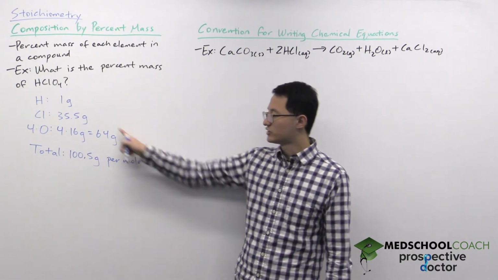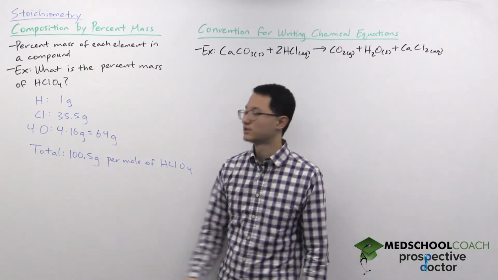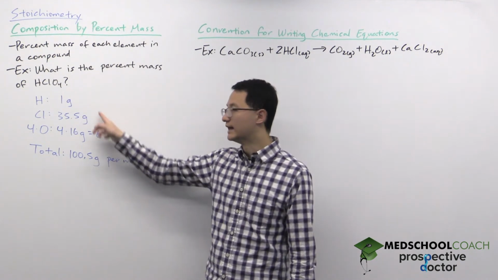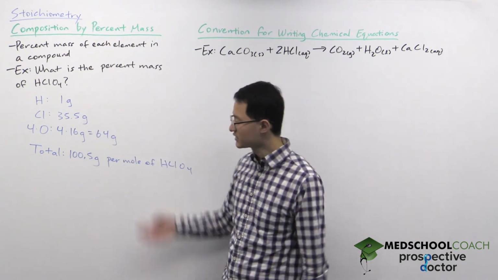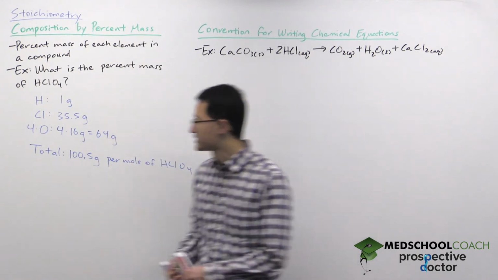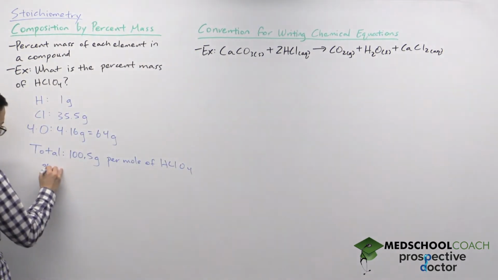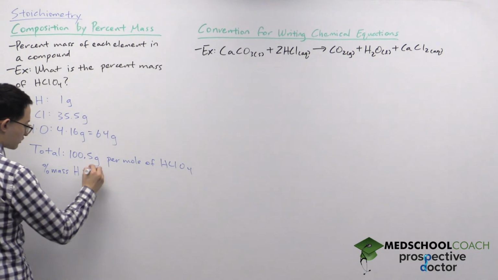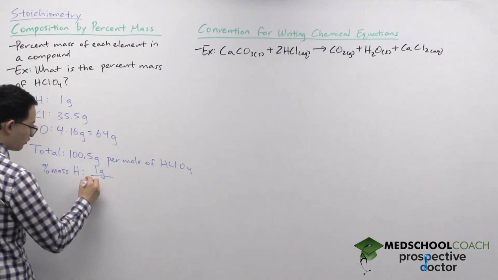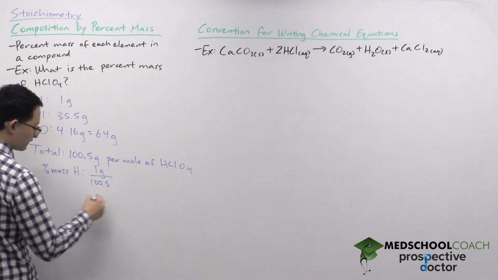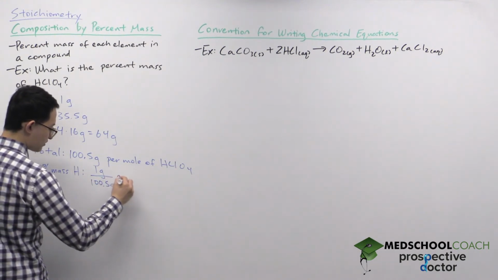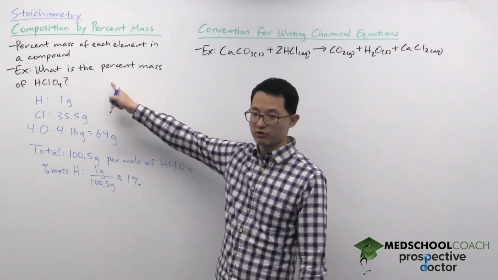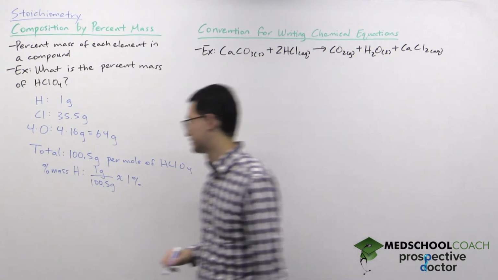So how much do each of these elements contribute to the total mass? Just looking at the numbers, you can see that it should be mostly oxygen, then chlorine, and a little bit of hydrogen. So to calculate these values, if you want the percent mass of hydrogen, then you're going to take the mass of hydrogen, which is 1 gram, and divide it by the total mass, 100.5 grams, which is approximately 1%. So the percent mass of hydrogen in perchloric acid is about 1%.